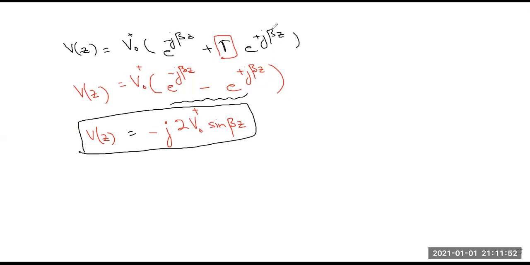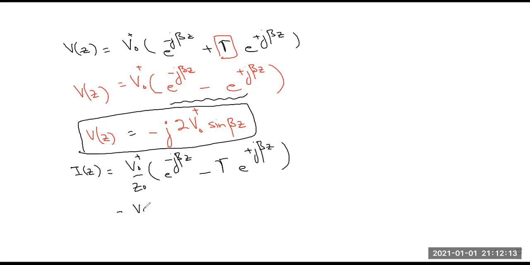Okay. Similarly, the current on this short circuited transmission line can be represented in general form like this. And now, because we know the value of reflection coefficient is -1, it will become plus.